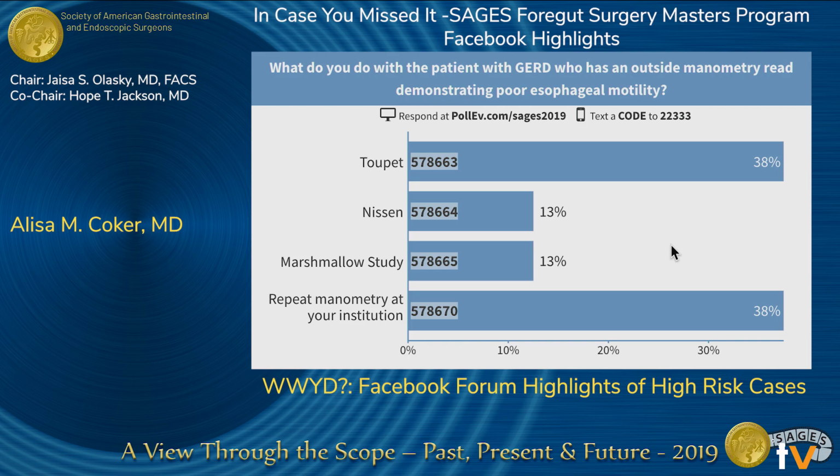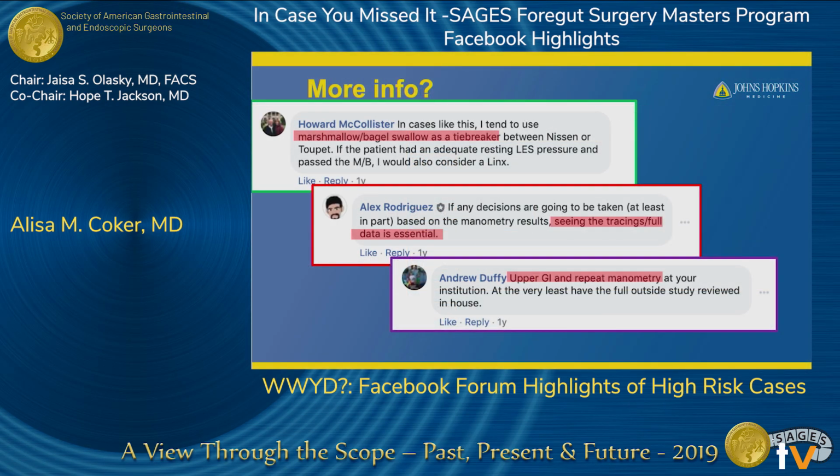Can we go back to the presentation, please? Thank you. So some of our posters wanted more information. Options included performing a marshmallow or a bagel swallow test to determine if the patient can tolerate a Nissen. The importance of actually seeing the tracings was stressed, and some felt it was better to just repeat the manometry at your own institution if possible.